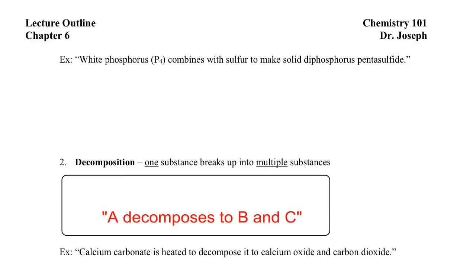Here we have another example of a combination reaction. I can tell it's a combination reaction because it's described that way when we read through it. It says white phosphorus, and it gives us the formula for white phosphorus, which is P sub 4. This combines with sulfur to make solid diphosphorus pentasulfide.